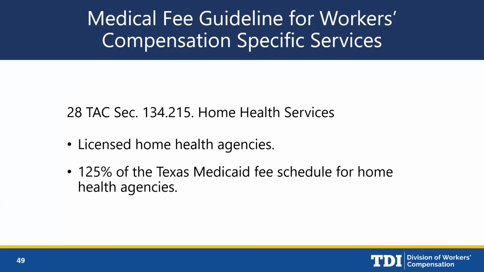If you happen to be a home health service, you're not covered by 134.203. It is for licensed home health agencies that are billing services in the state of Texas. 134.215 applies to you. And as I showed you, the Texas Medicaid Health Partners, TMHP.com, you will find your home health fee schedule there, and we're paying 25% over that, 125% of the Texas Medicaid fee schedule. So that's our own rule. It's very short, 134.215, if you're a home health agency.